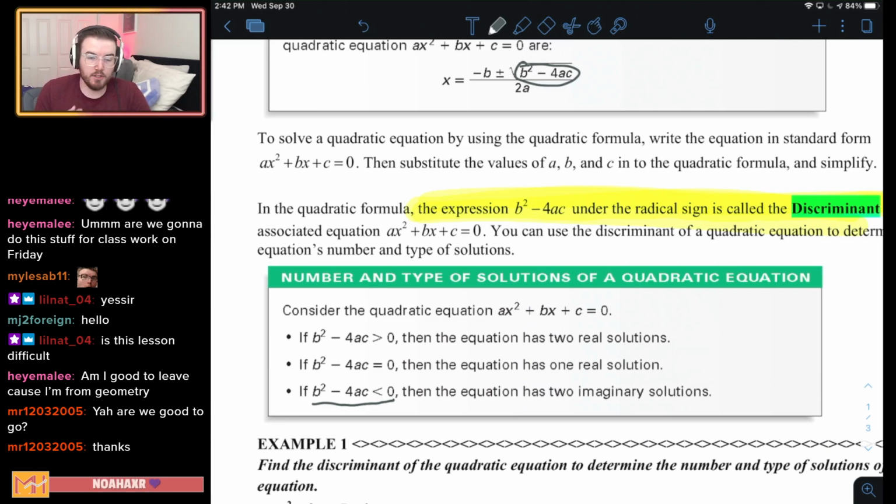If the number under the square root ends up being something bigger than 0, then you're just going to get a real solution. And by real, I mean like normal, regular numbers, no imaginary. And if on the off chance you get 0, there's only one solution, because adding 0 and subtracting 0 is the same thing. It doesn't make a difference.